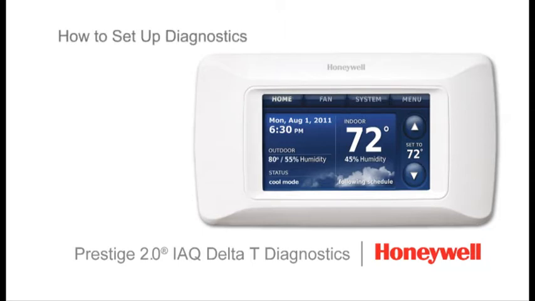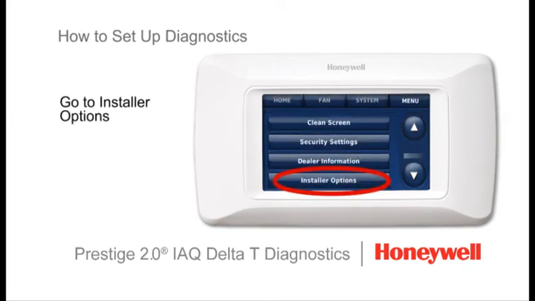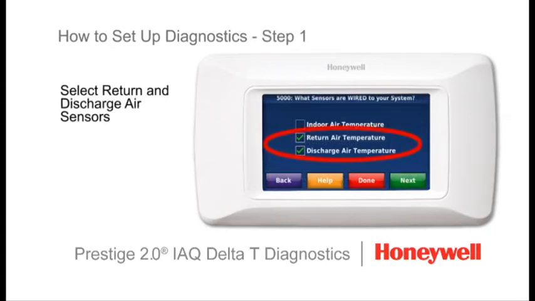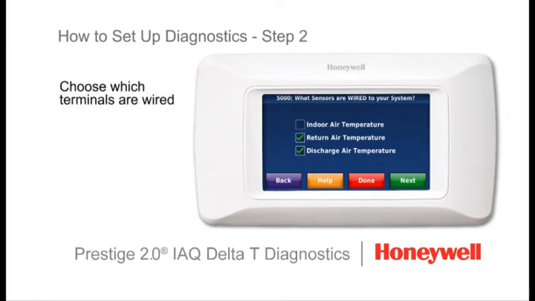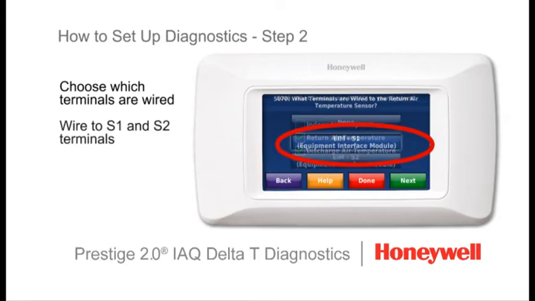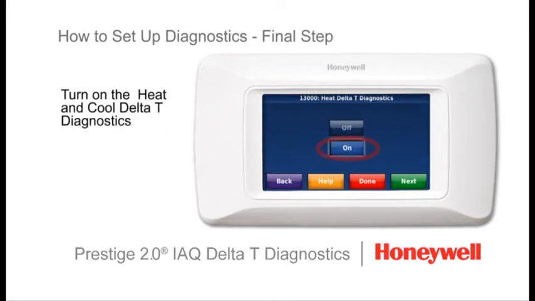To begin the delta T setup process, go to the installer setup screens on Prestige. The first step is to select the return and discharge air sensors. Step 2 is to choose which terminals are wired. Discharge and return air sensors are connected to the S1 and S2 terminals at the equipment interface module. And finally, you'll be prompted by the setup screens to turn on the heat and cool delta T diagnostics.